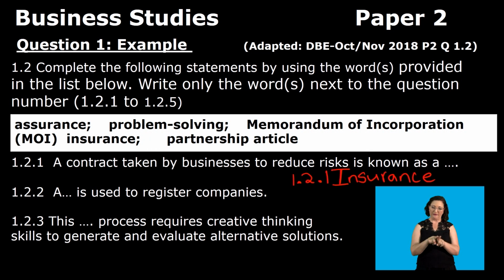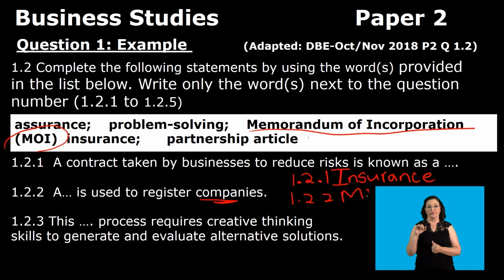1.2.2a is issued to register companies. So what is issued? Again, you write 1.2.2. You're going back to the box and check which one is the correct word. The correct word is, yes, you're correct. It's memorandum of incorporation, which is also known as MOI. So I can write MOI. MOI is memorandum of incorporation. I'm only writing this because it's also included in the letter box as MOI.